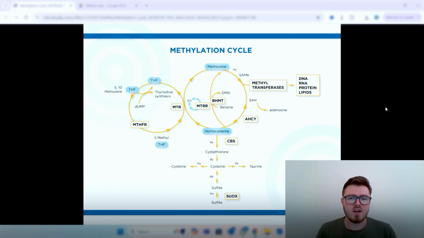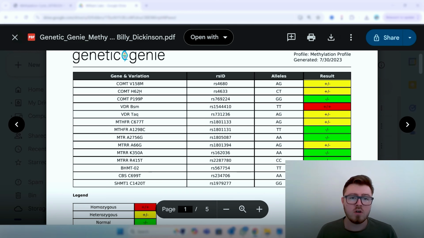So let's start here and don't get overwhelmed because we're not going to go too deeply into this. I just want you to be able to see what sort of genes we're going to be looking at today. So we've got my favorite diagram of the methylation cycle, and we've also got my Genetic Genie. So these are my genes. You're actually seeing my genes. How vulnerable is that? I'm showing you my imperfections in my genetic code.